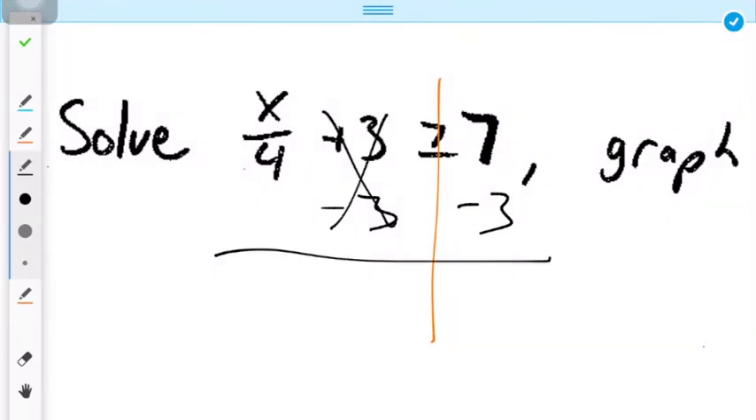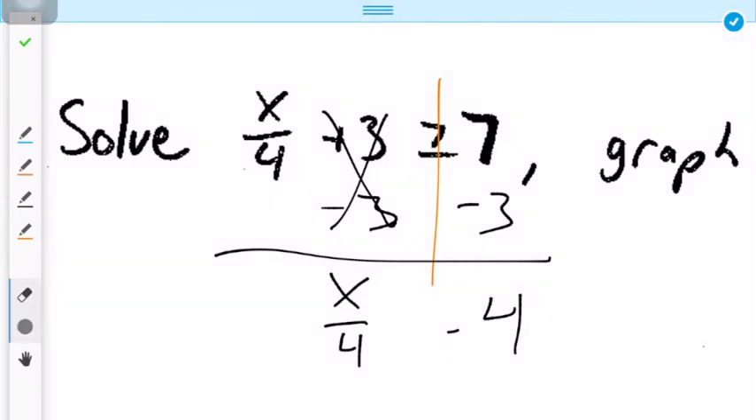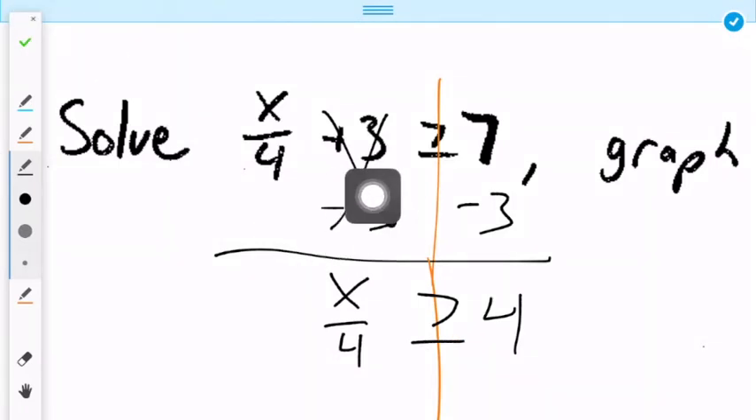So I'm left with x divided by 4. 7 minus 3 just happens to be 4. And I'm going to keep the inequality symbol moving down. Now you might be saying, but we subtracted. Here's a negative number. Shouldn't that inequality switch? That only deals with switching when we are dividing or multiplying by a negative number. Here we're adding and subtracting, and that's okay.